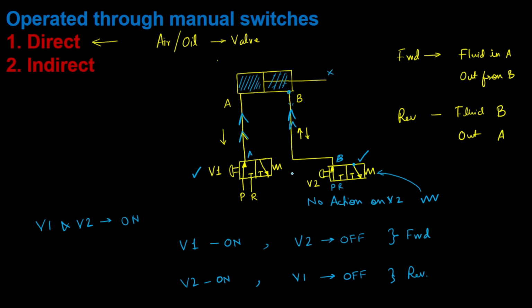So to avoid this situation, we can have another valve in which we will have an interlocking of V1 and V2. Or you can say when V1 is operated, V2 will be off. When V2 is operated, V1 will be off. So how can we do that? For that, we will exchange this particular valve for another valve. Okay, let us see it.